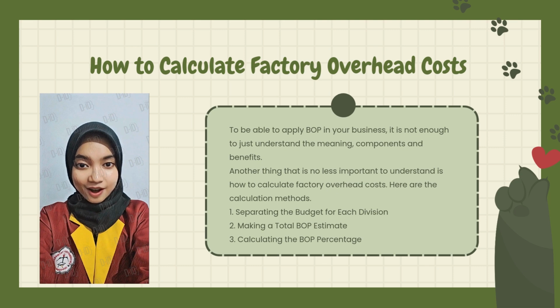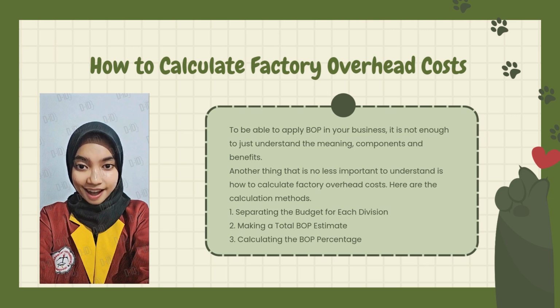2. Making a total BOP estimate. The second way is to collect all BOP from each division in the company to then be analyzed at once. That way you can determine the budget for the total BOP as a whole. Generally, this authority lies with the finance department or the owner of the company.